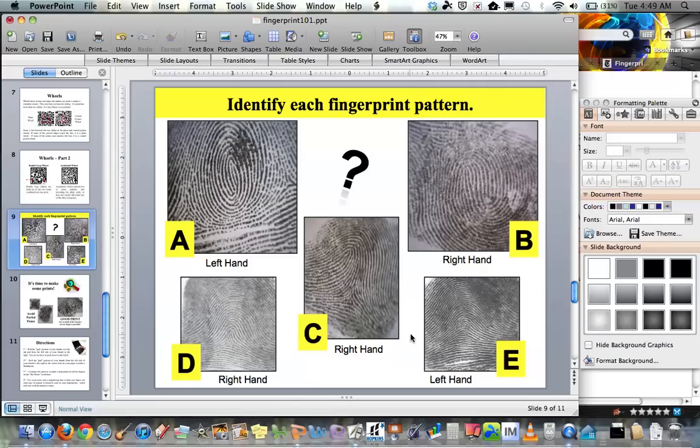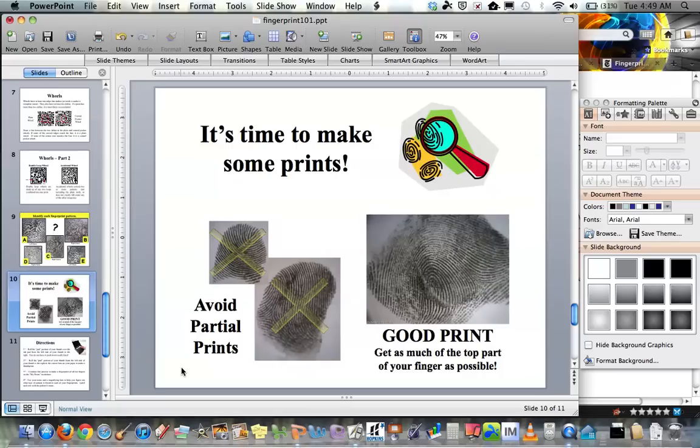If you'd like to, here's a little bit of practice. You could try to see if you can identify these ones. Again, you could pause the video here and we can go through these a little more on Thursday. But at this point, we're going to go ahead and try to take some of our own prints.